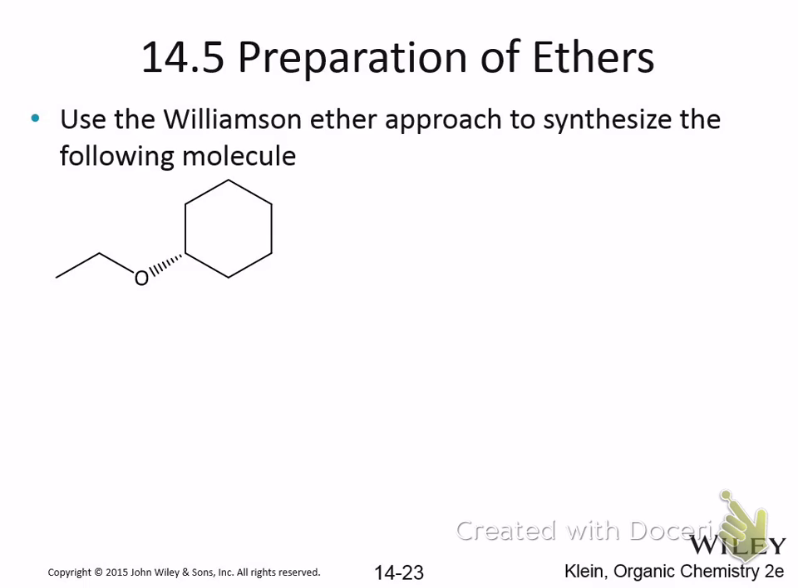So if you're going to use Williamson ether synthesis to produce this molecule, what are the reagents you use to do it? So again, you look at the molecule. Which side is going to be the alkyl halide? Yeah, the left side, because that's the least sterically hindered side. So you're going to use this as your alkyl halide, and then that means your other side's the alcohol.